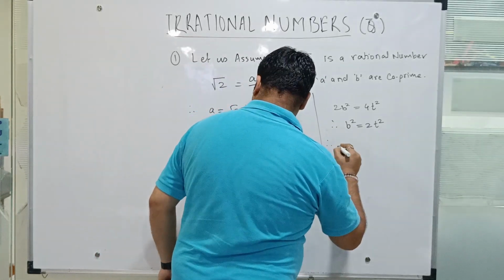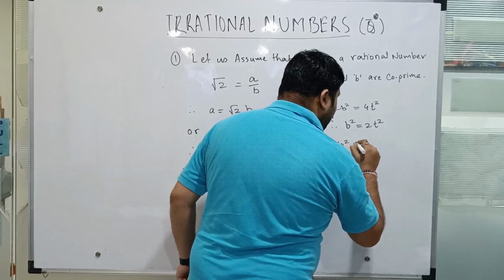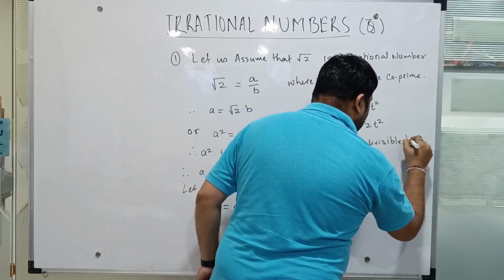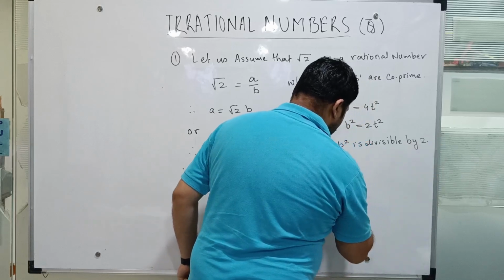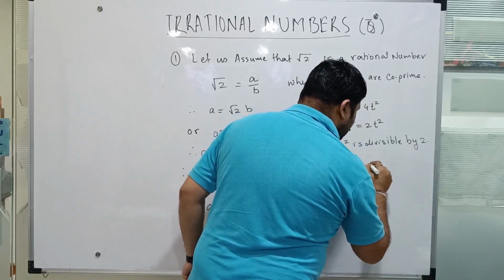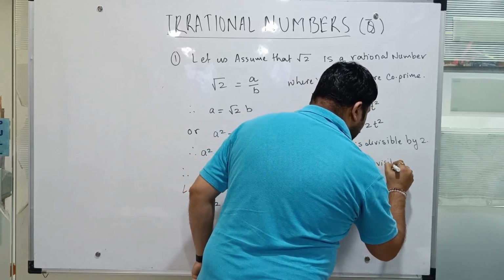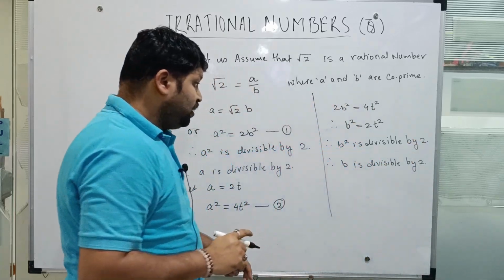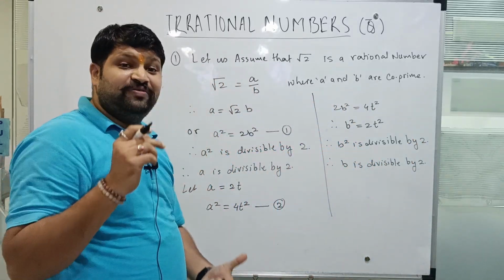So therefore b square is divisible by 2, therefore b is divisible by 2. Now this is something very important that we need to consider.